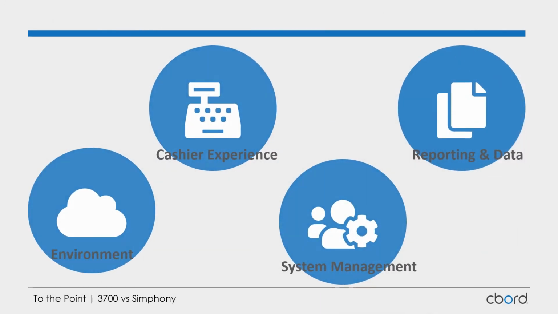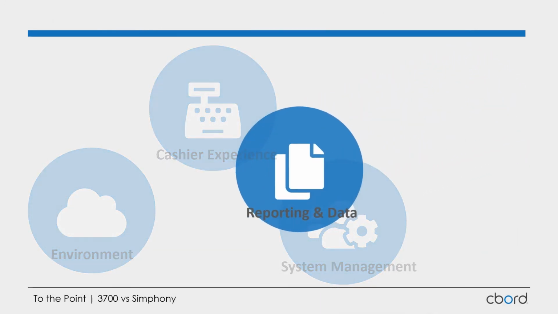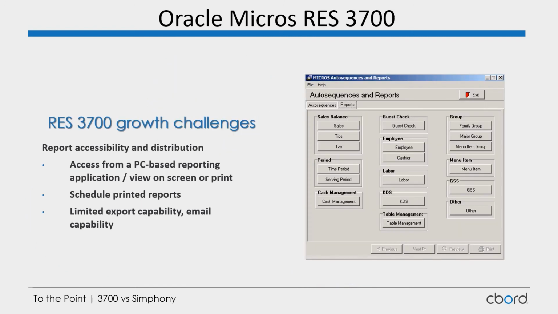Let's take a look at our last area, and that's going to be the reporting. So with 3700, there are some reporting challenges as well. Typically within the structure of how you get the reports. Today they're all accessed through a PC. They can be scheduled to print, but that's the limitation of the option. They're all printed out at once.